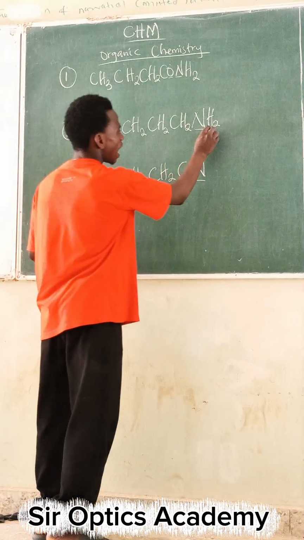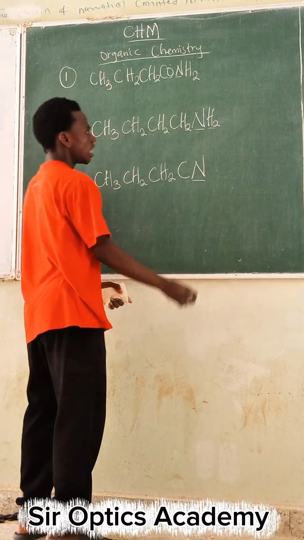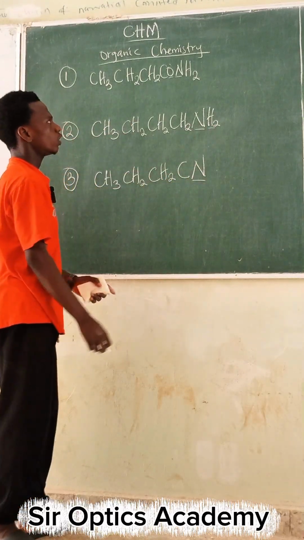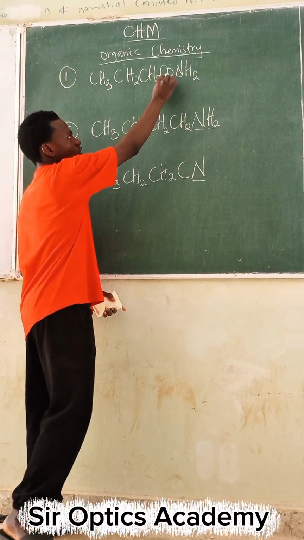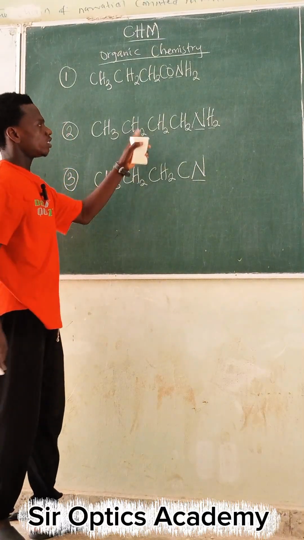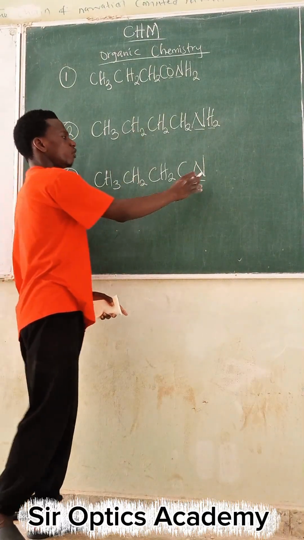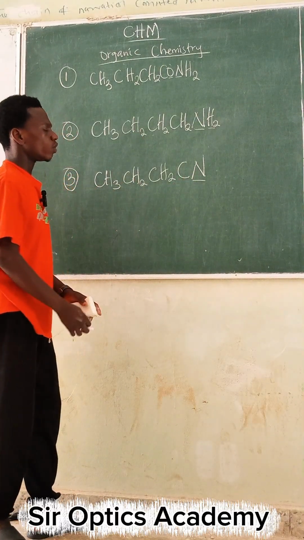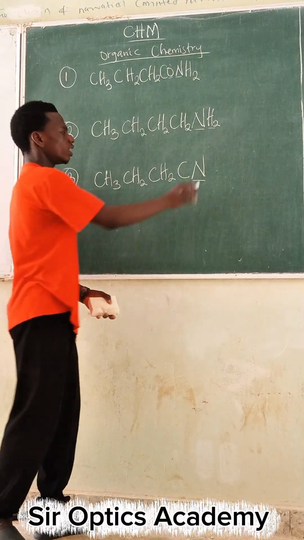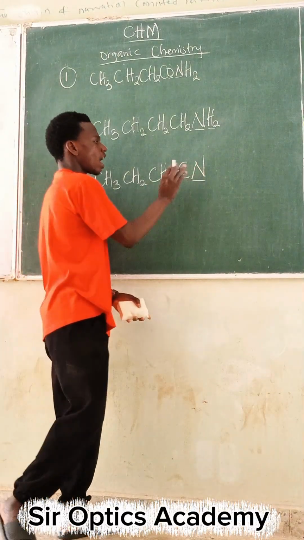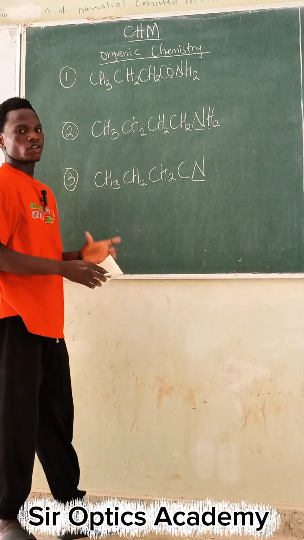Now, you can see that this has two hydrogen atoms attached to the nitrogen atom. Though this has two, it also has an oxygen atom, which this doesn't have. Now, if you look at the last condensed structure given, this has no hydrogen atom attached to it.